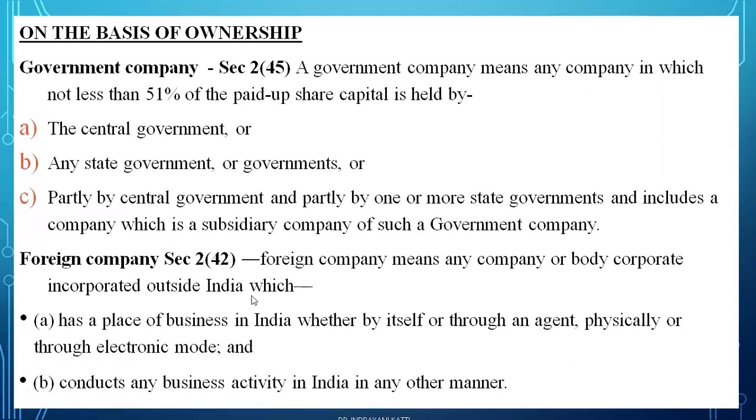So a foreign company is incorporated outside India, but it is having its business in India, whether by itself or through an agent, or physically or through electronic mode also. So they are all called foreign companies. And it also conducts any business activity in India in any other manner. Apart from the above mentioned, if it conducts business activity in India in any other manner, then also we call such a company a foreign company.